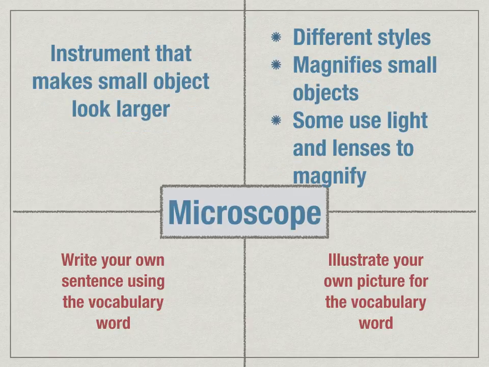The next slide is microscope. That next word, microscope, it is an instrument that makes small objects look larger. There are different styles of microscopes. The most common one that you are going to be encountering is the compound microscope. The microscope magnifies small objects, and some use light and lenses to magnify. Go ahead and pause at this time.